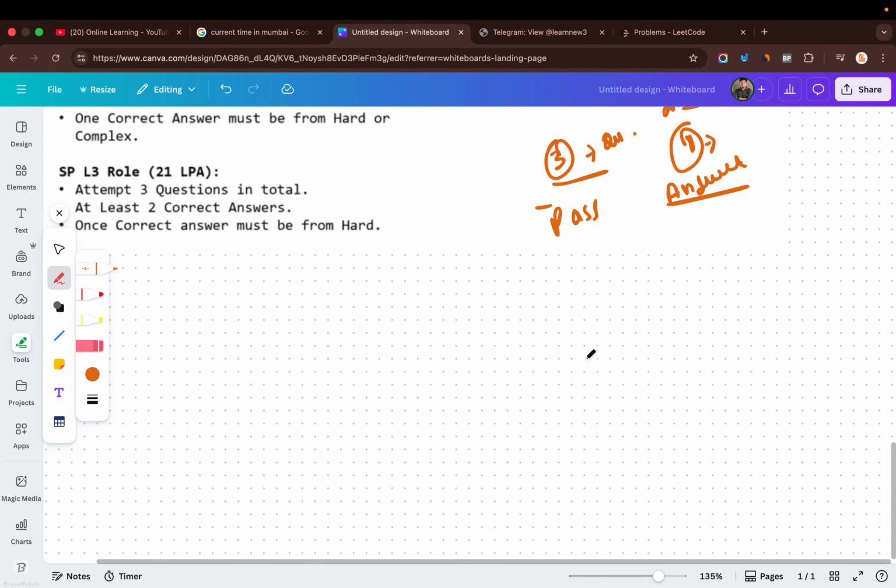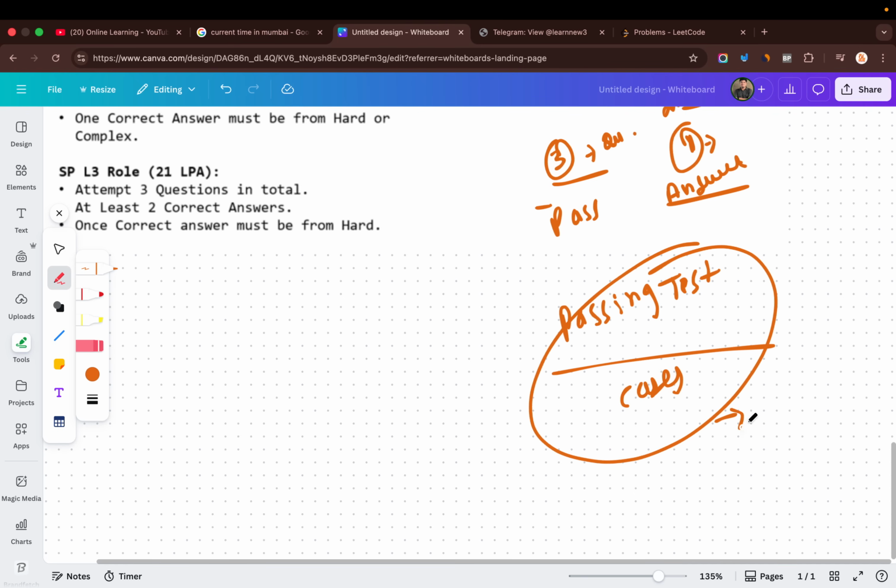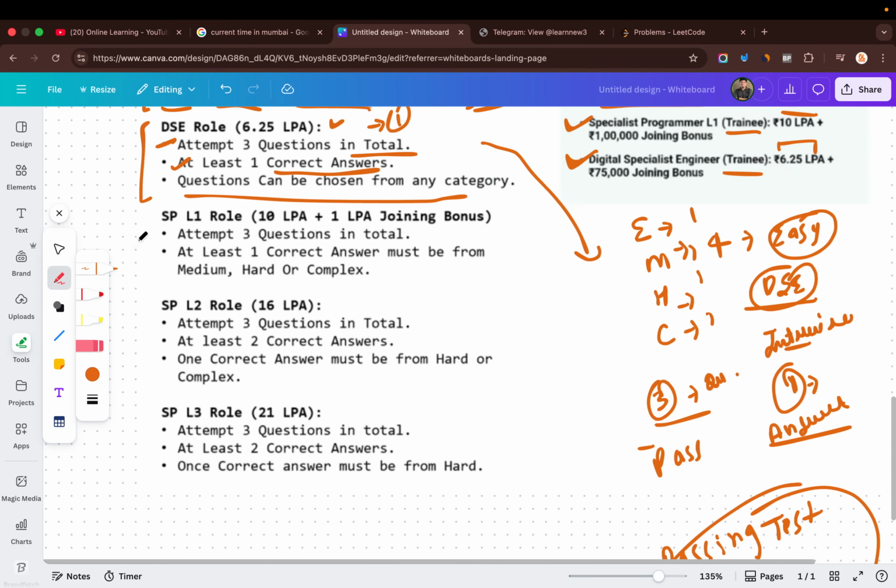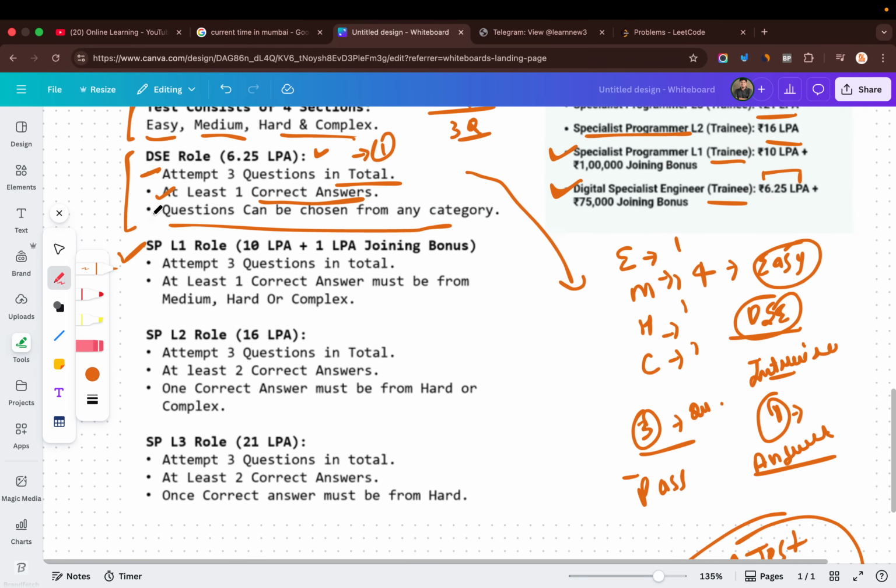What does it mean? Passing test cases means you have to pass a larger number of test cases related to the question. Okay, so that will be your correct answer. Then the SP L1 role will be there.